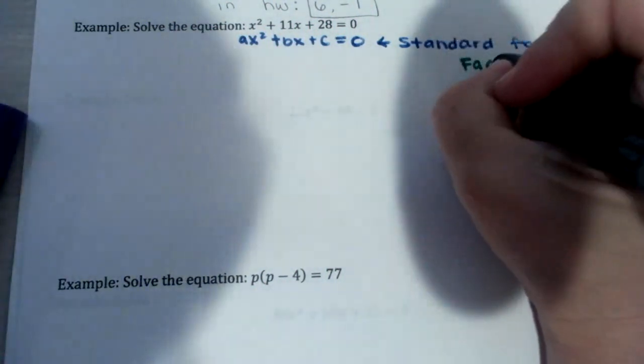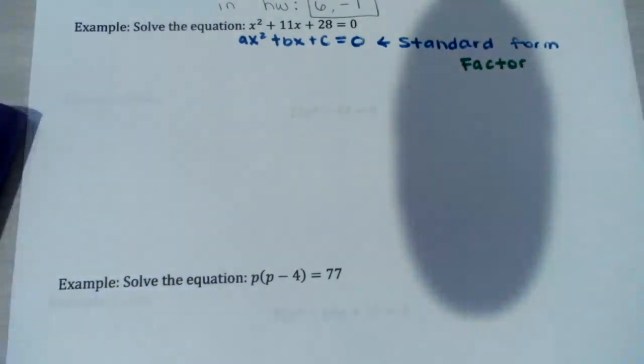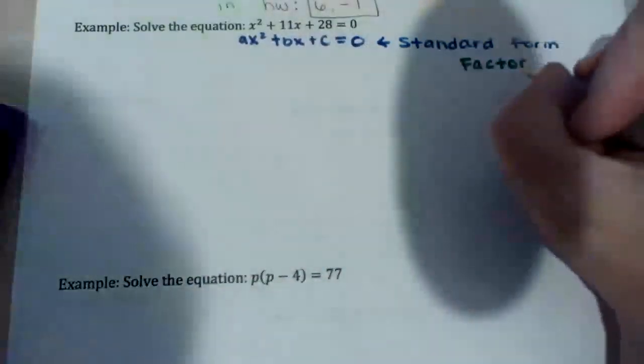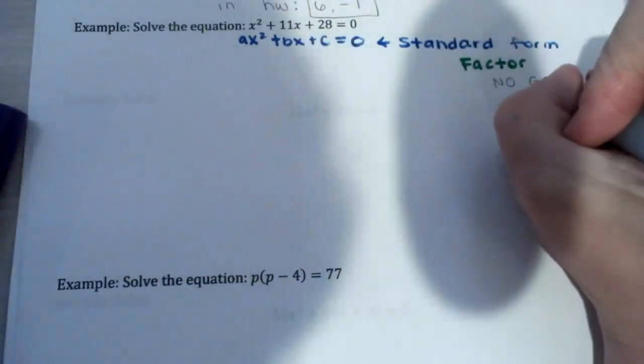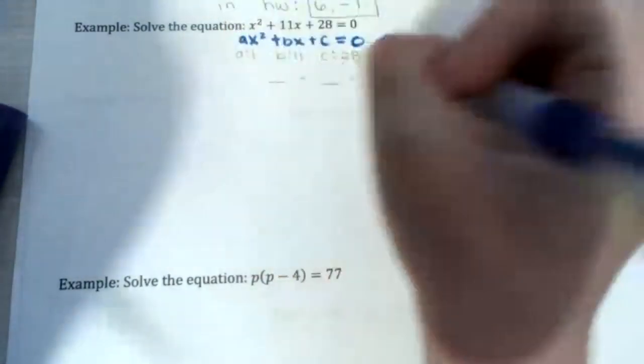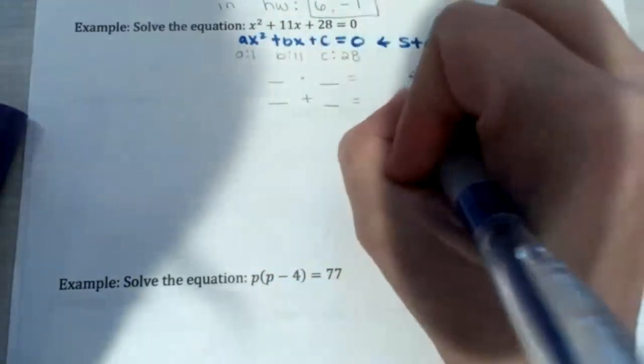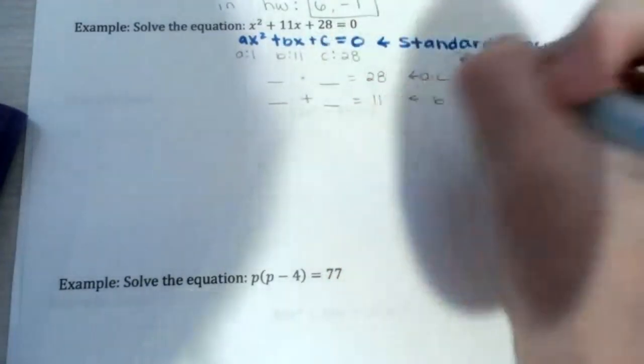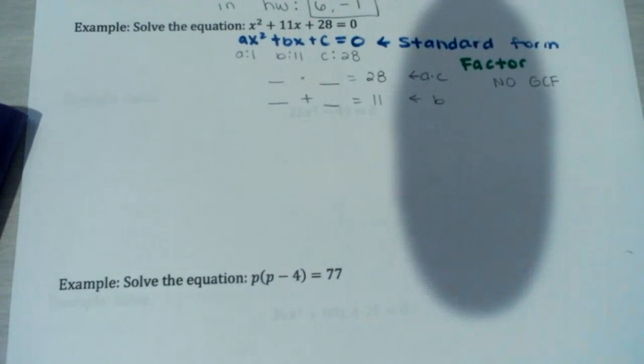So let's go ahead and factor. Our first step in factoring, no matter what, is GCF, but there's nothing that x squared plus 11x plus 28 have in common, so no GCF. So a in front of x squared is positive 1, b in front of x is positive 11, c by itself is 28. So we're looking for two numbers that multiply together to give us a times c, and the same two numbers to add together to give us b. So a times c, 1 times 28, which is 28, and then b is 11.